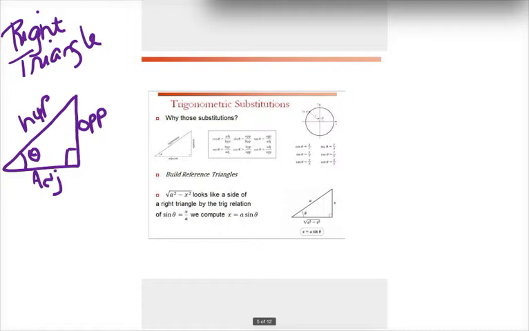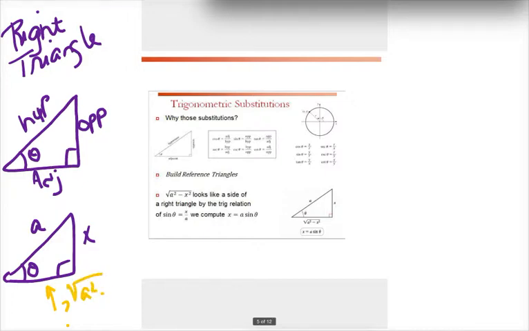If we were to put it in terms of a and x, I'll rewrite it here. So if this is theta, I'm going to call that a, and that's x. And the question becomes, what is this? Using the Pythagorean theorem, your other leg would be the square root of a squared minus x squared. So that's your other leg in terms of a and x.